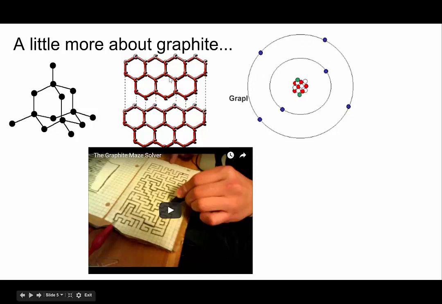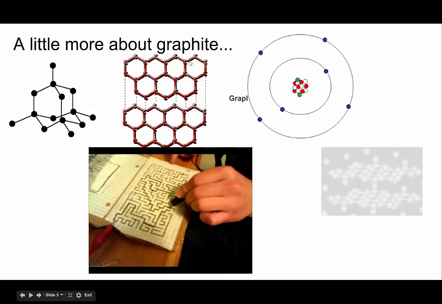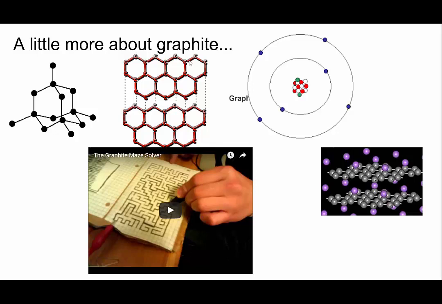So does that mean that if this carbon forms three covalent bonds with three other carbons, then it has one valence electron left that doesn't need to do anything? And the same thing goes for every single one of the carbon atoms. Well, that is true. That's why between the carbon layers, you have these free electrons that belong to every single carbon and can just move around. That's why we can use graphite as a conductor. And that's why we can use graphite to make this amazing maze solver.